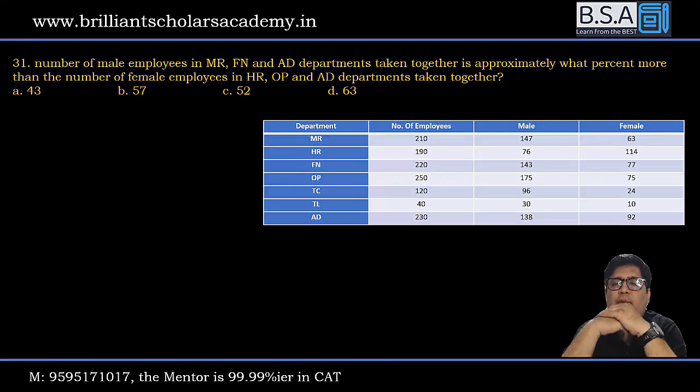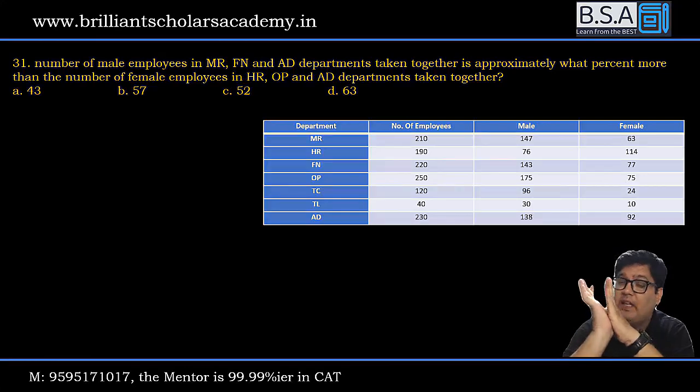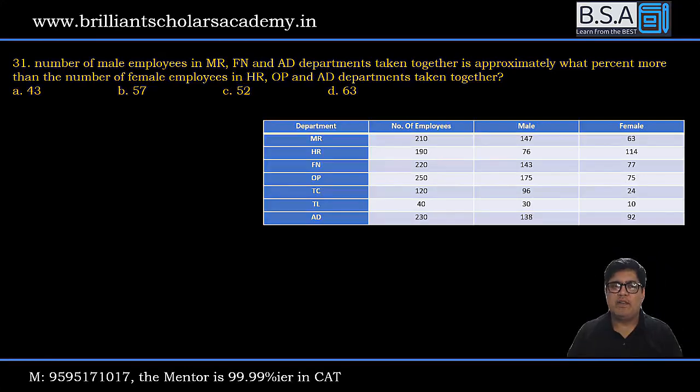Number of male employees in MR, FN, AD departments taken together is approximately what percentage more than number of female employees in HR, OP, and AD? Be careful about location of numbers. Males in 3 departments are more than females in other 3 departments. Take your time. Take 2 minutes, comment answers. And remember, the best method is ratio.